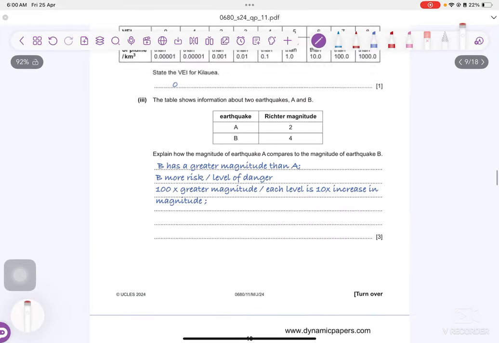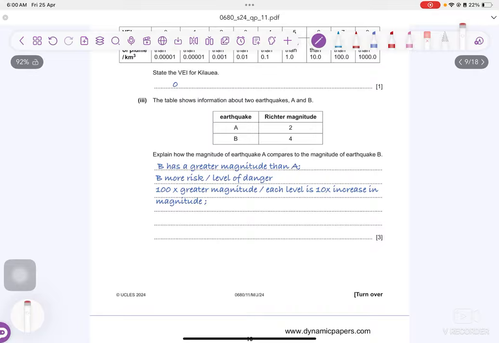Okay. This question is talking about comparison, and you're going to say that B has greater magnitude than A, and why is that? What did you gain from this information? You're going to say that it has a higher level of danger or more risk. Okay, literally that's what it says. And you're going to say how much greater it is.